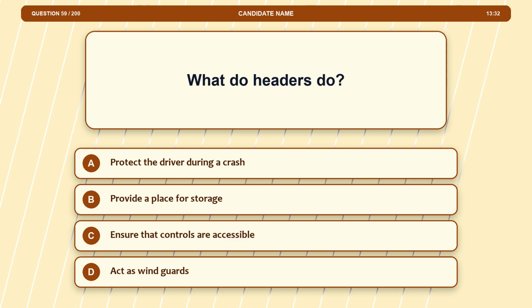Question 59. What do headers do? Option A. Protect the driver during a crash. Option B. Provide a place for storage. Option C. Ensure that controls are accessible. Option D. Act as wind guards.